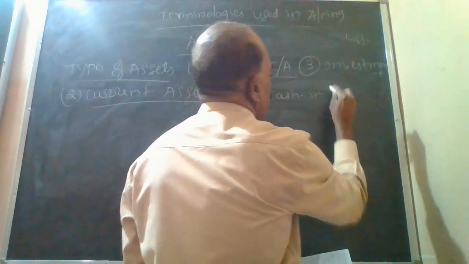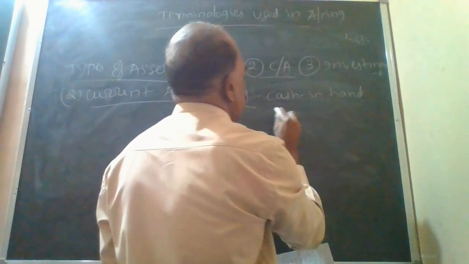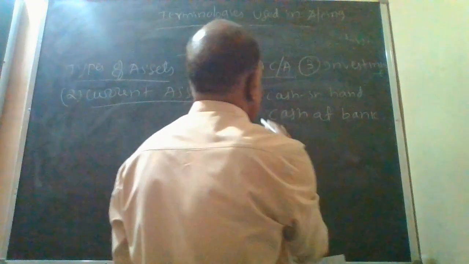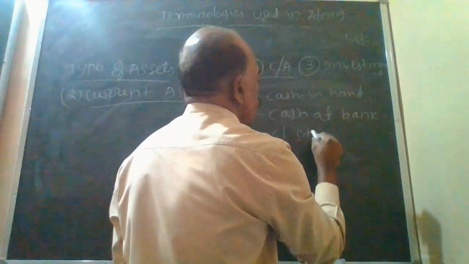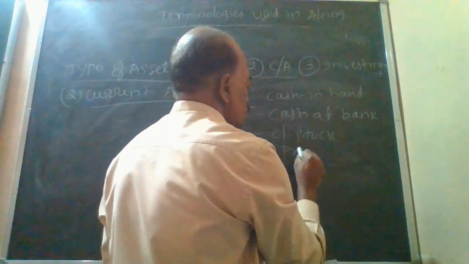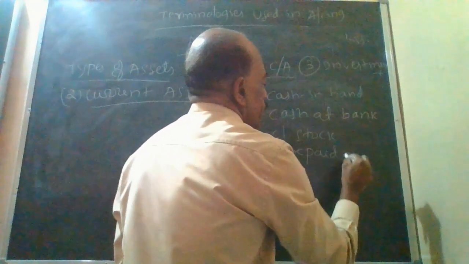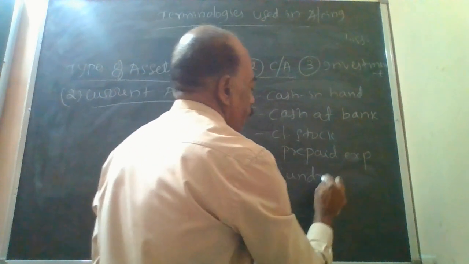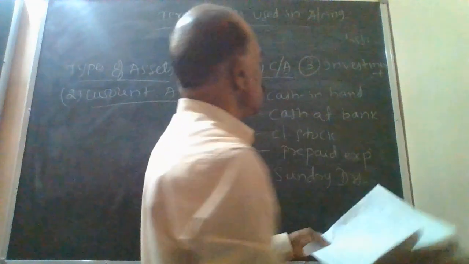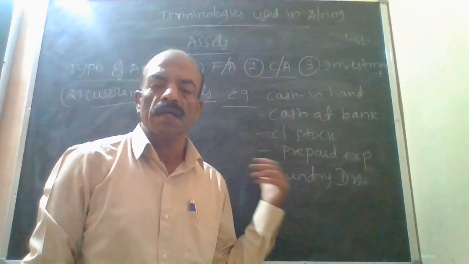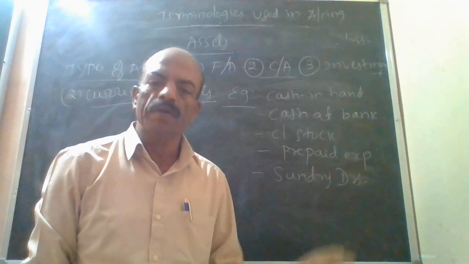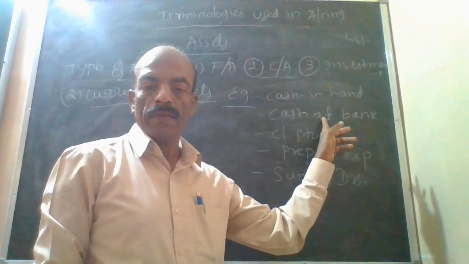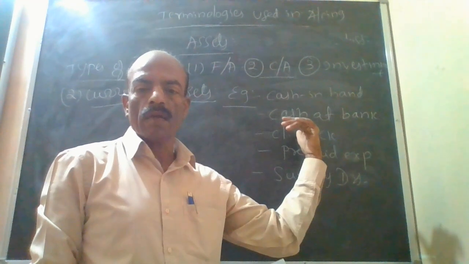Cash in hand, cash at bank, closing stock, prepaid expenses, sundry debtors. All these are various examples of current assets. Current asset is an asset which can be converted into cash within 1 year. Cash in hand is already cash, and cash at bank we can convert: if you go to the bank, you can draw the money.